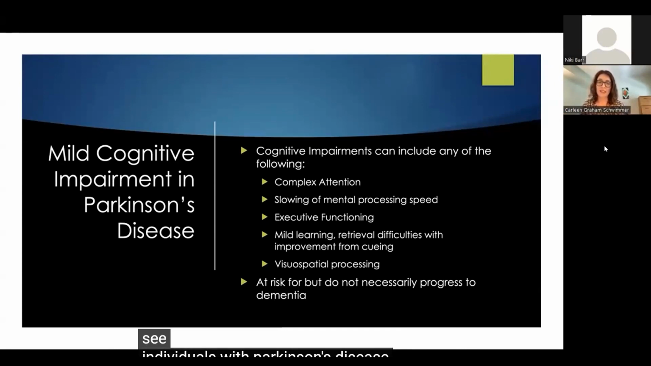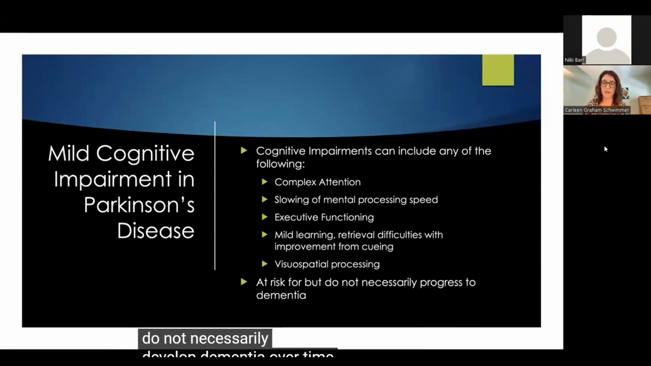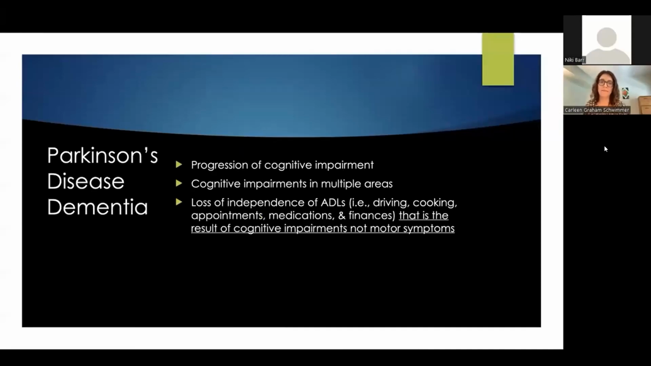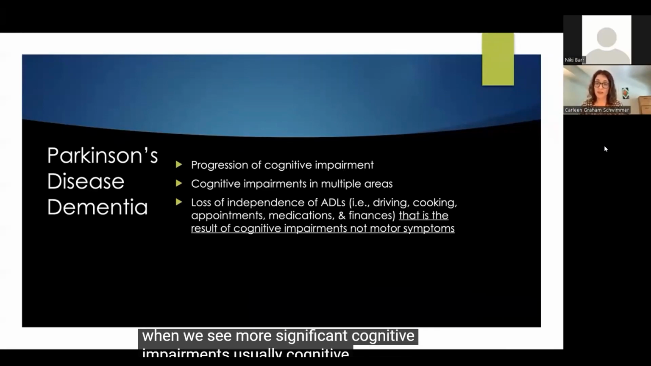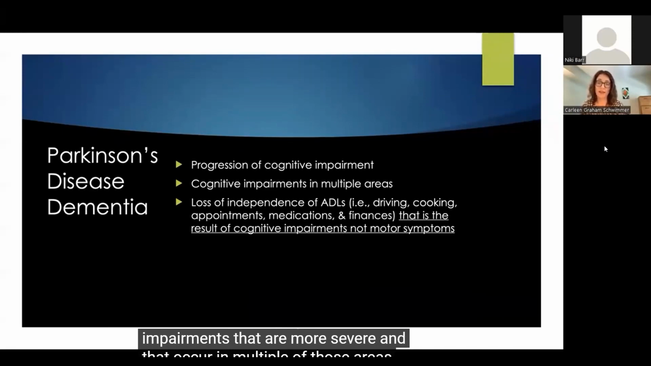Individuals with Parkinson's disease who have mild cognitive impairment are at risk for developing dementia, but they do not necessarily develop dementia over time. And then Parkinson's disease dementia is when we see more significant cognitive impairments, usually cognitive impairments that are more severe and that occur in multiple of those areas that I mentioned on the previous slide.